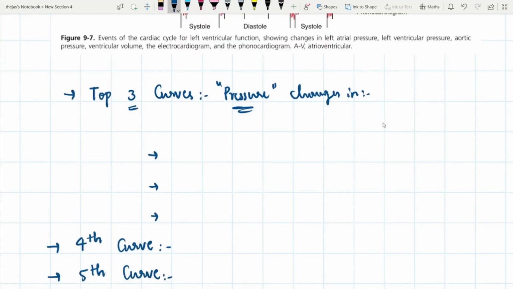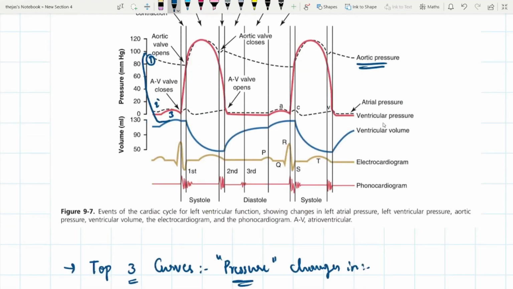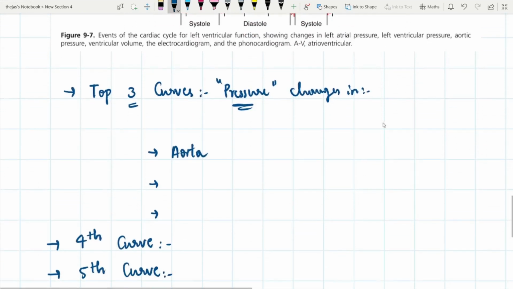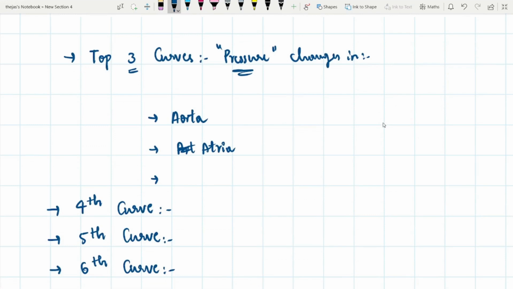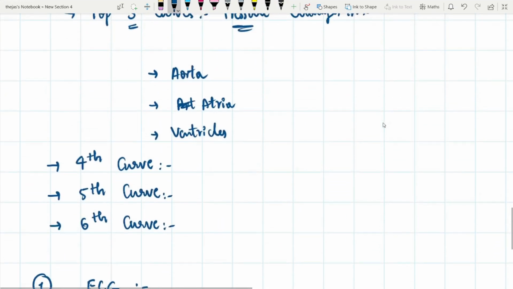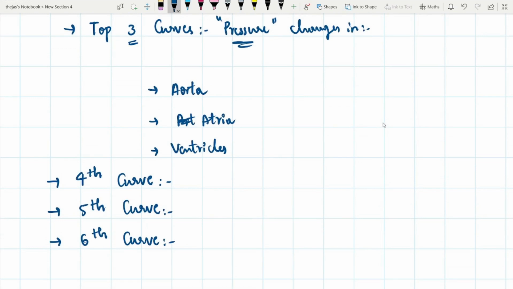We can write it as pressure changes in the aorta, the first curve. And I have marked this as second. The second curve represents the atrial pressure changes, both atria. And finally, the third curve represents the pressure changes in the ventricles. So basically, the top three curves in this diagram represent pressure changes in the aorta, atria, and ventricles.